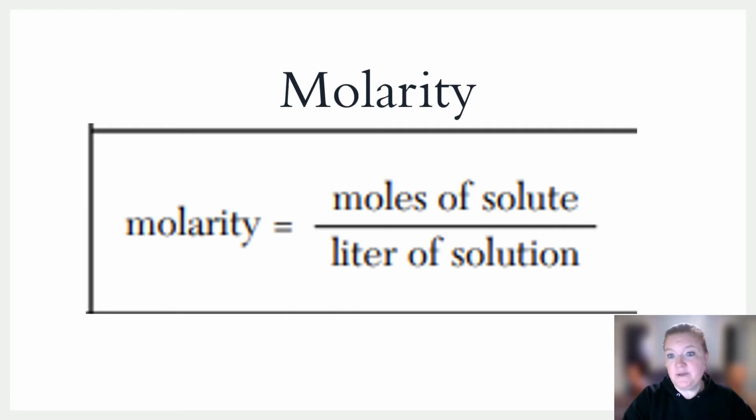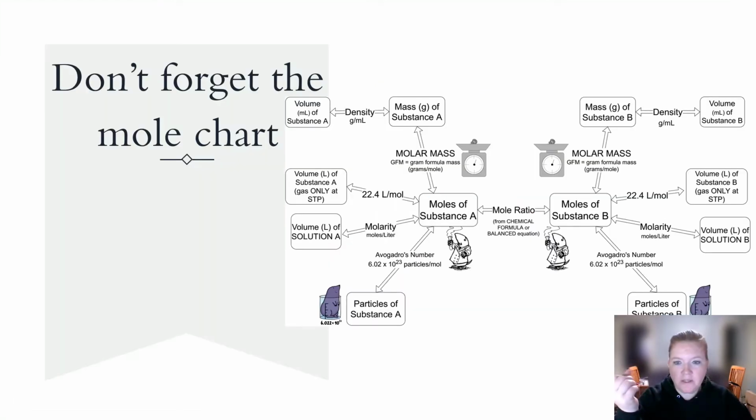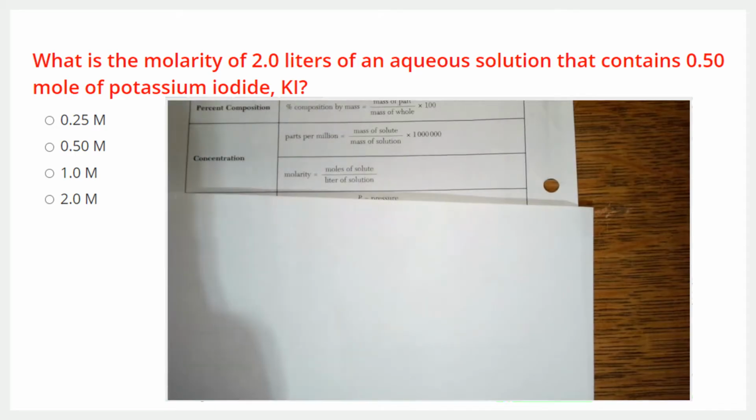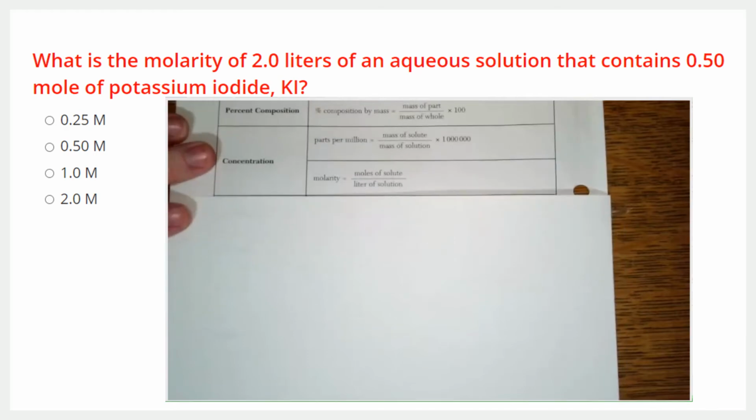Okay, now let's look at molarity, right? So moles of solute over liters of solution. Must be in liters, okay? Don't forget this mole chart that you were given before. We're looking at this little section: moles to liters using molarity, or liters to moles using molarity. Okay, so what is the molarity? All right, so molarity. There we go, this formula. That's what we're working with now.